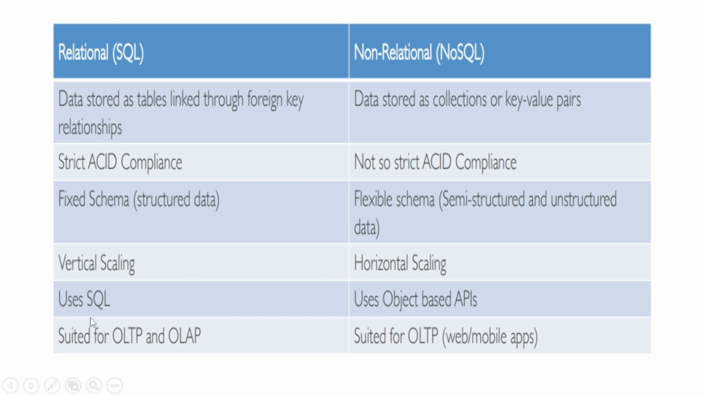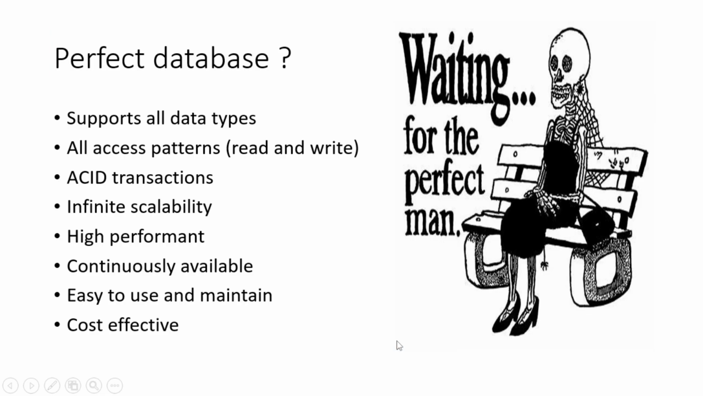Then, when it comes to the language that is used, it is SQL for relational, and in the case of non-relational it is more API oriented because these are all JSON documents or XML documents, etc. Relational is suitable for both OLTP as well as OLAP, online analytical processing, whereas non-relational is not well suited for OLAP because you have different structures, etc. So slicing and dicing is typically not simple.